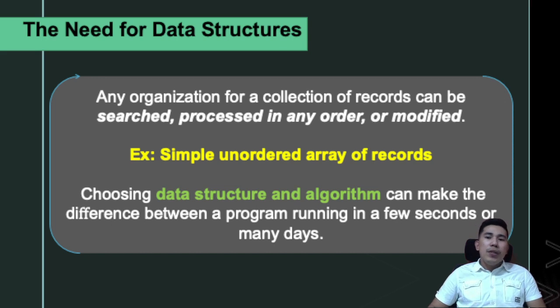However, using the correct data structure can make the difference between a program that runs for a few seconds and a program that takes many days. For example, looking for a specific record in a hash table is much faster than looking it up in an unsorted array. So basically, choosing data structures and algorithms can make the difference between a program running in a few seconds or many days.